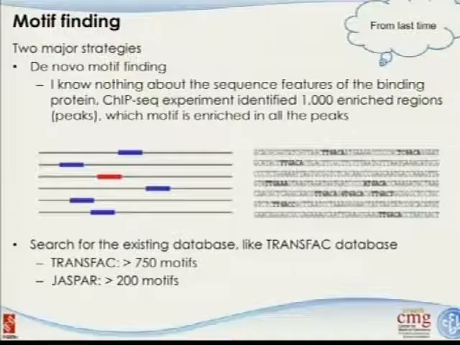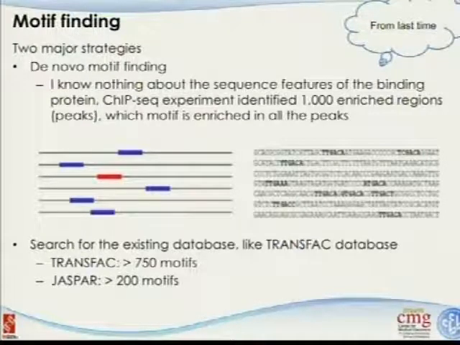And for the motif finding, there are two major strategies. The first strategy is de novo motif finding. You can see that these are the ChIP-seq derived fragments, but there is something they have in common in these regions. Those are the parts we want to identify.